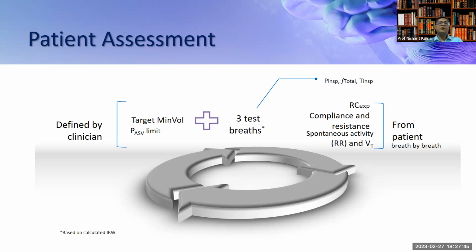Okay, so what the ventilator does is it gives 3 test breaths in which it calculates the inspiratory pressure, whether the patient is taking any breaths or not, and time for inspiration, and also collects data for RC expiration as we said above, compliance and resistance, spontaneous activity if there is any of the patient, and RR and VT. That is respiratory rate and VT. How much is the respiratory rate taken by the patient, and what is the tidal volume generated by the patient? And 3 test breaths are given on the basis of the ideal body weight and inspiration, F total, and P inspiration.